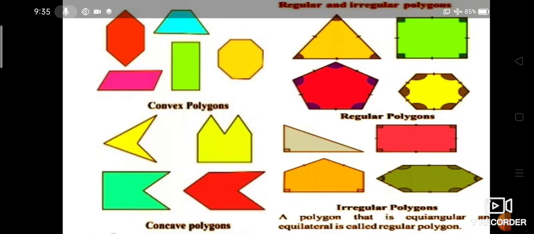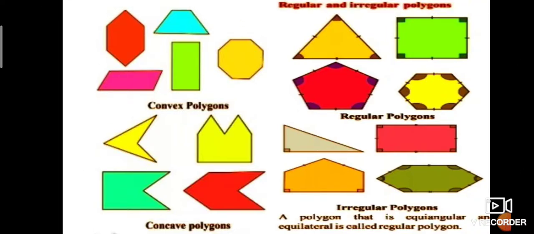Observe this one. This is called a concave polygon. These are all called concave polygons, meaning a reflex angle is more than 180. Here the angles are less than 180; those are convex polygons. These are all concave polygons.